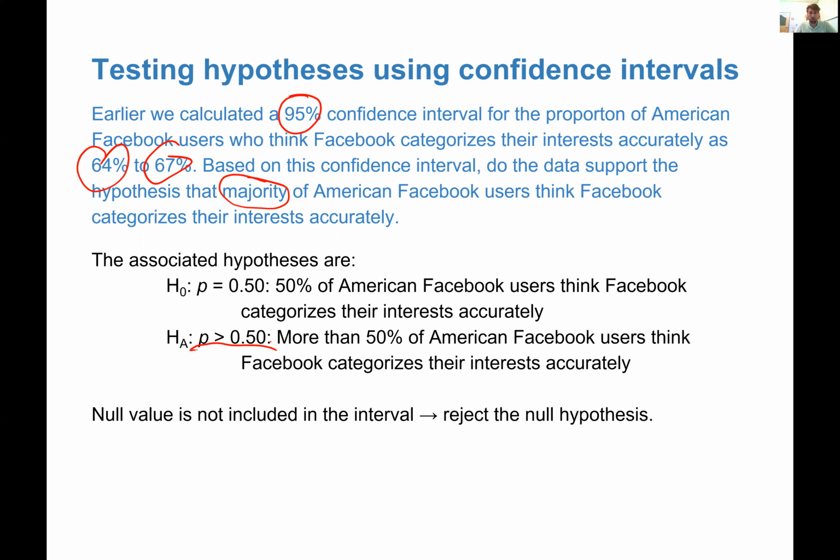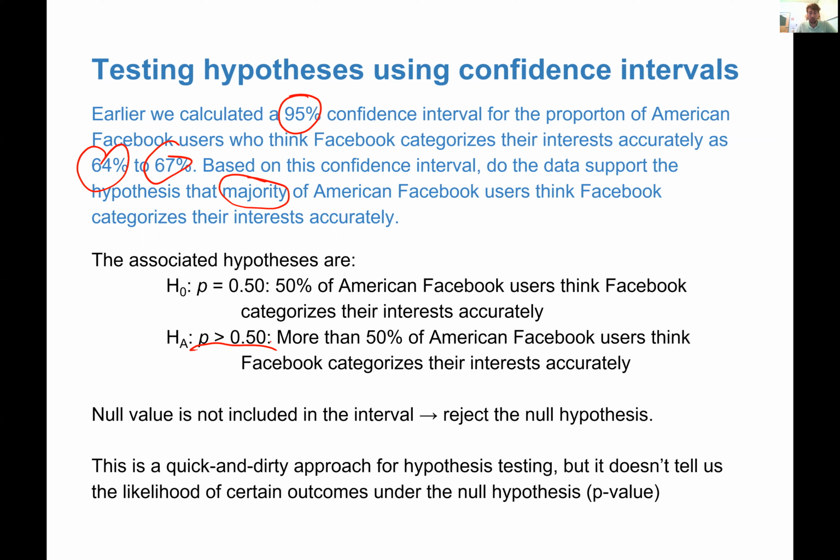If the null value is not included in the interval, reject the null hypothesis. This is a quick and dirty approach for hypothesis testing, but it doesn't tell us the likelihood of certain outcomes under the null hypothesis. So it doesn't give us a p-value, but we can still make a decision based on the confidence interval.